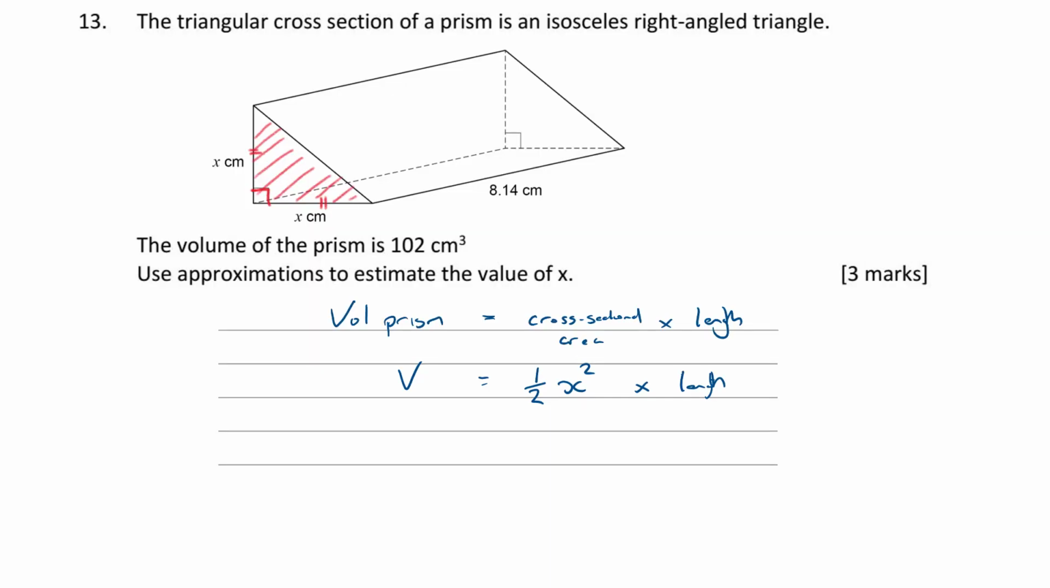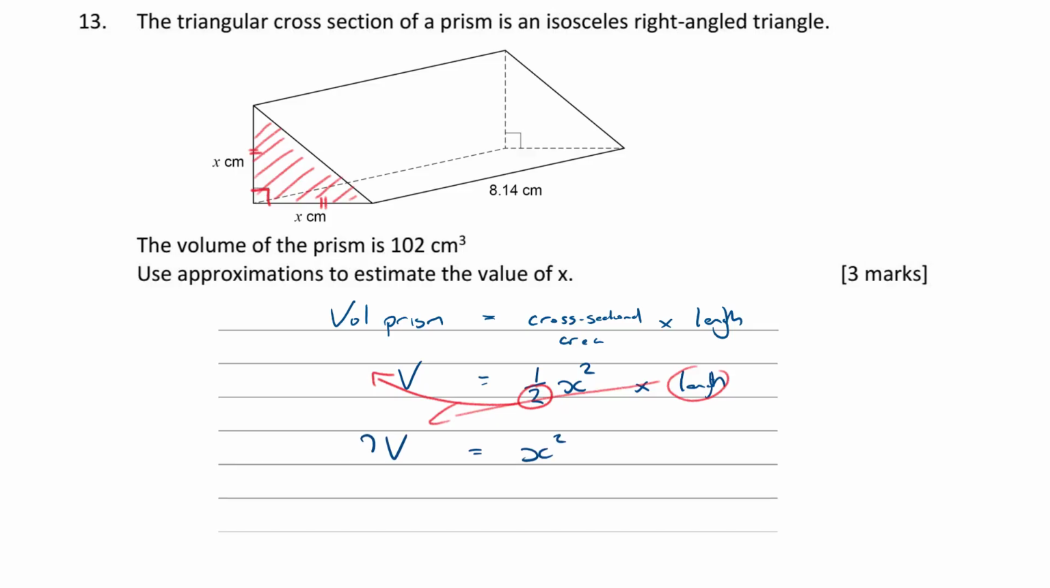So basically we want to rearrange this for x, don't we, so we can work it out. First off, multiplying both sides by 2, I'm going to cross multiply that up there, aren't I? And then dividing both sides by length, I can cross multiply that down there. I'm going to get x squared is equal to v times 2 divided by the length. And so then if I want the x itself, I want the root of that, don't I? So I want the root of 2v divided by L.